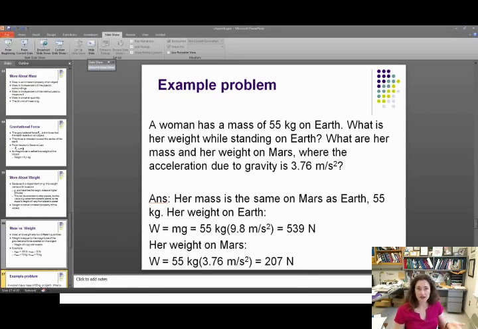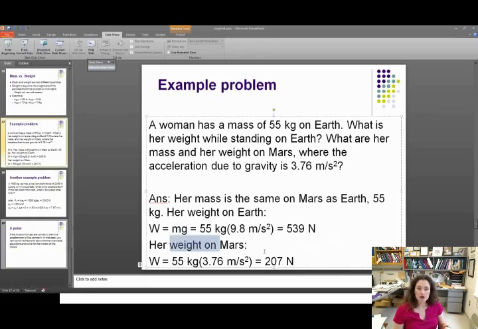You can calculate her weight here on Earth, and it's going to be equal to mg, or her mass times the gravitational acceleration, 9.8 meters per second squared. If you multiply those two numbers together, you get her weight is 539 newtons. Her weight on Mars would be different. Her weight on Mars would be her 55 kilogram mass times her acceleration, 3.76 meters per second squared, and if you multiply those together, you get 207 newtons. So she weighs less on Mars than she does on Earth, although her mass is the same.